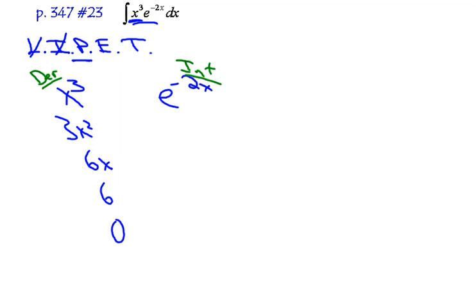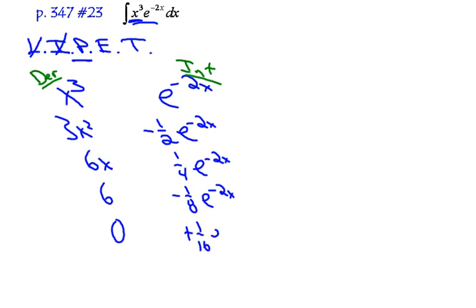E to the negative 2x. Again, I'm taking an integral. So I get e to the negative 2x, and it's divided by negative 2 or times negative 1/2. Take the next integral. I get e to the negative 2x. I get another factor of negative 1/2, which gives me positive 1/4. Another time gives me a negative 1/8. E to the negative 2x, and one last time I get 1/16. That's a positive 1/16, e to the negative 2x.